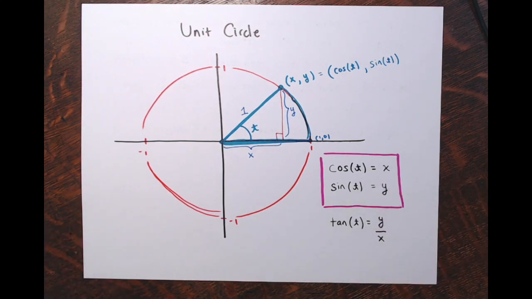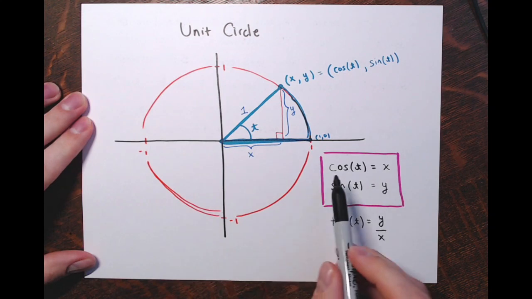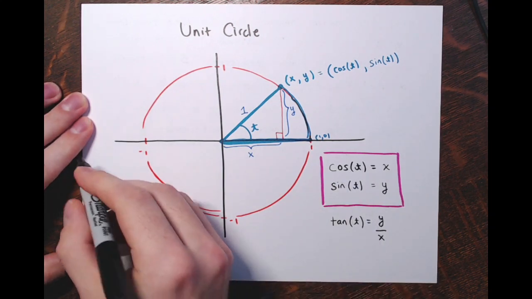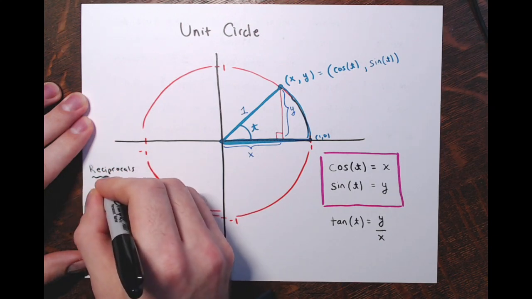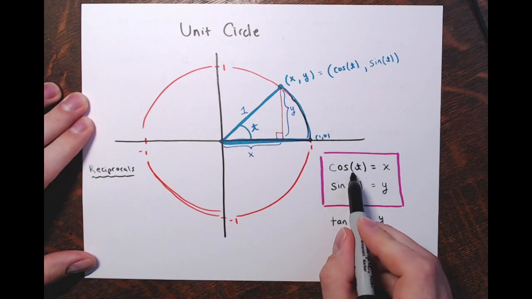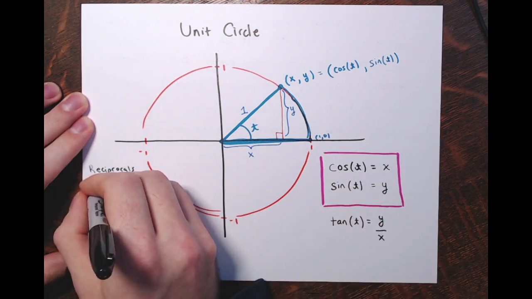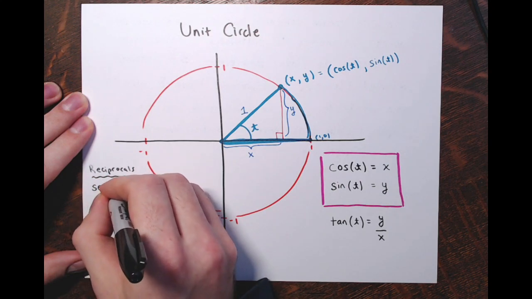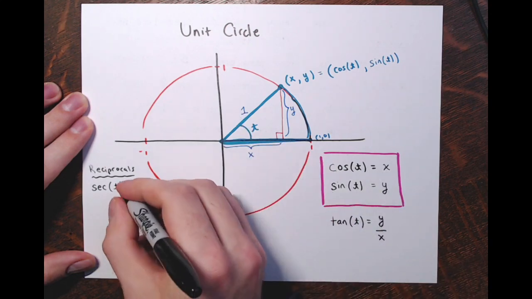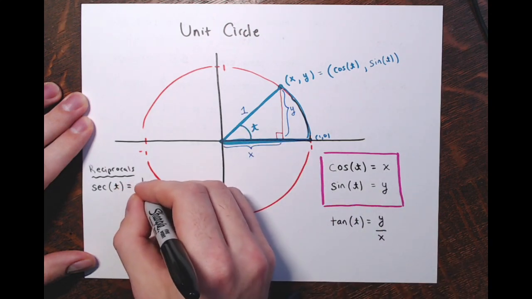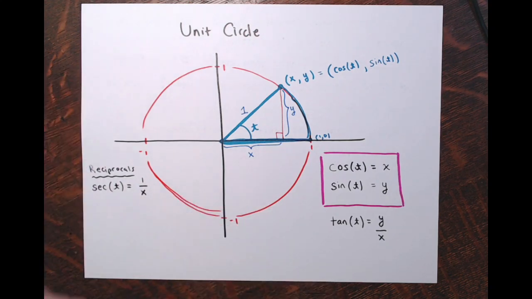And then you have the reciprocals of these. We've seen there are 6 trig functions, 6 trig ratios. So I'll put the reciprocals over here. The reciprocal of cosine is called secant, abbreviated sec. If the cosine of t is x, x over 1, then the secant of t is 1 divided by x, 1 divided by the x coordinate of the point that you land at on the unit circle.